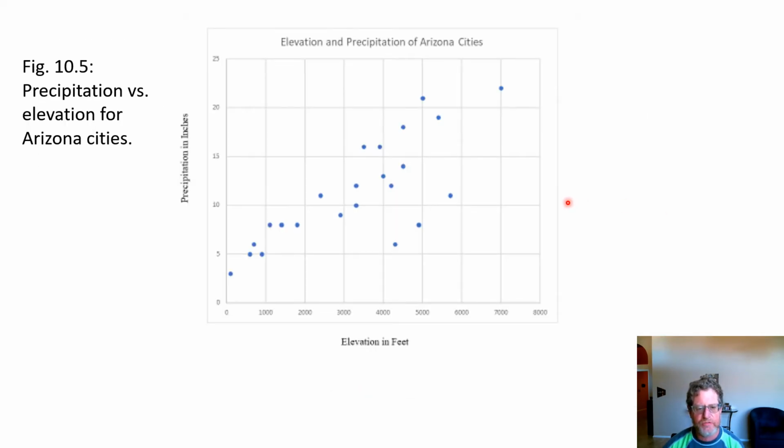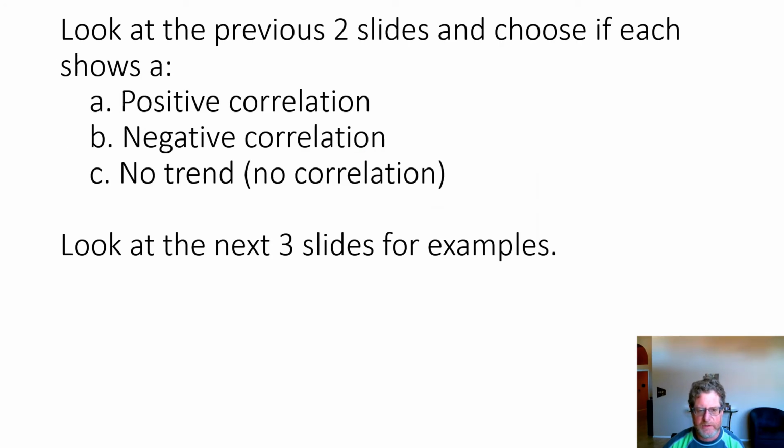Okay, the same is true of precipitation and elevation. Okay, there's a relationship between precipitation and elevation of cities in Arizona. Okay, how would you describe each relationship? When there's a correlation, when it forms a straight line, it can be positive, negative, or if there's no relationship, we say there's no trend.